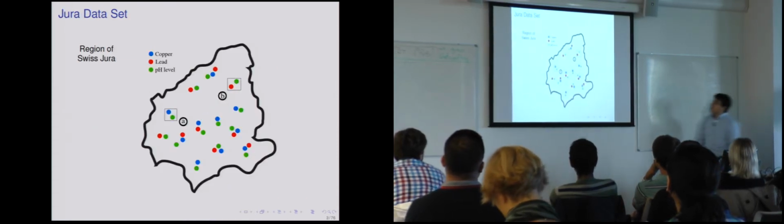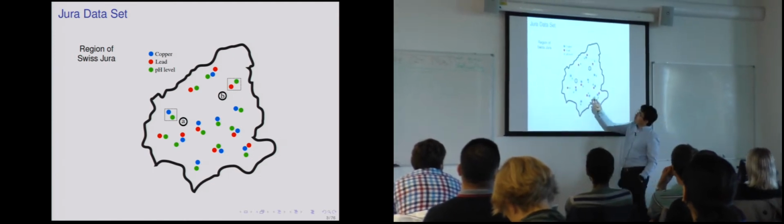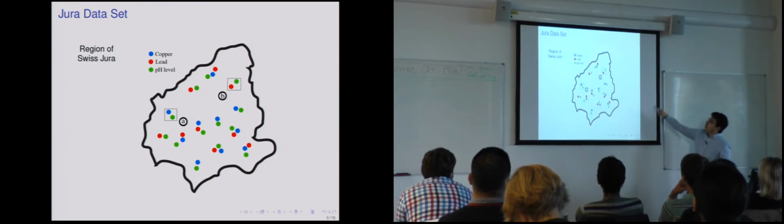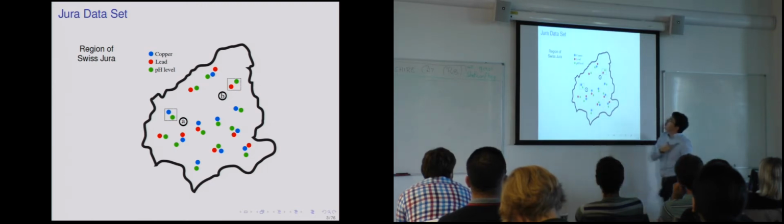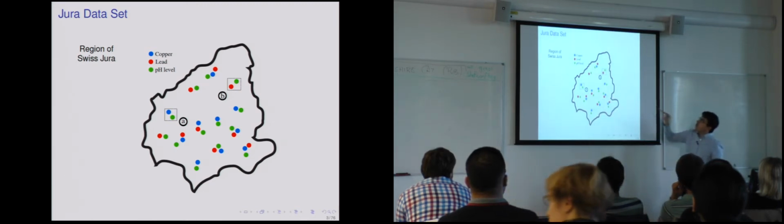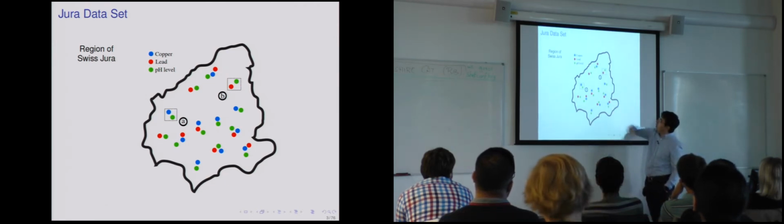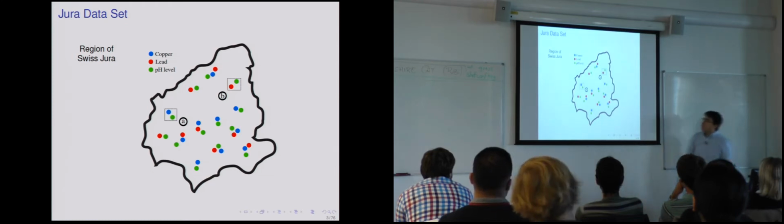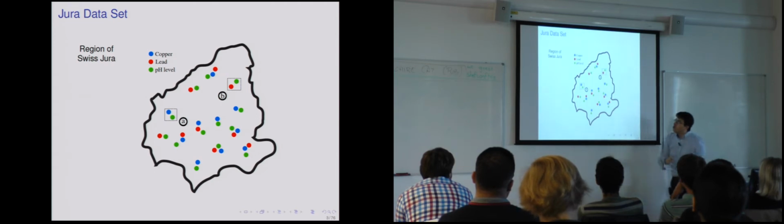This is a second motivating example. This is a sketch of the Swiss Jura. A long time ago, there was mining activity around this area, and today we have screenshots of the concentration of different pollutant metals. We have access to the concentration of some of the pollutant metals, like copper and lead, in blue and red here. And we also have access to the pH level at mostly all the input locations.